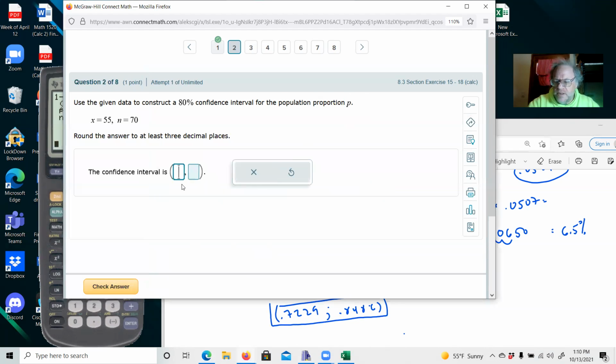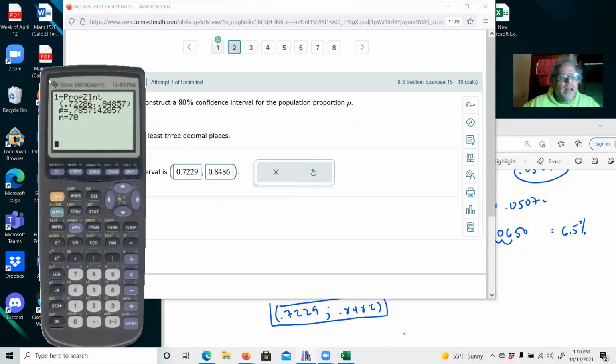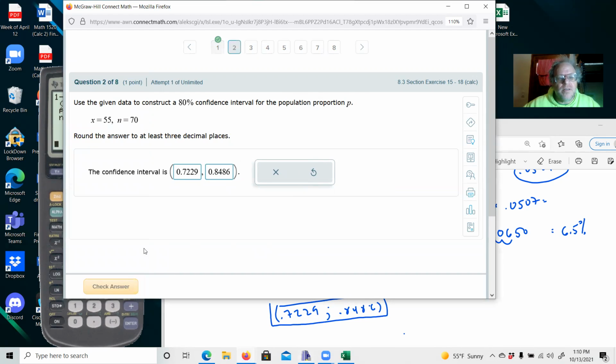So the interval is 0.7229 up to 0.8486. Okay, just reading them off the calculator here, to 3 decimal places.